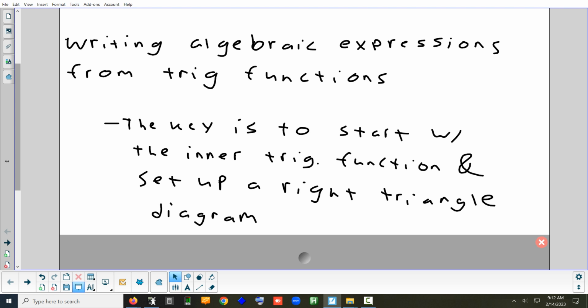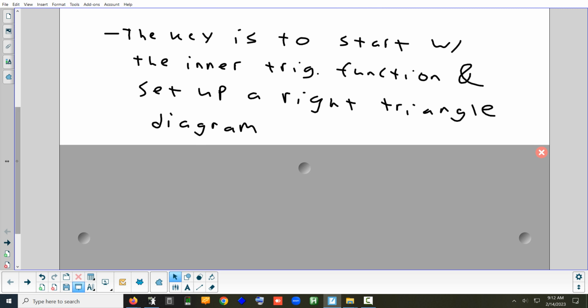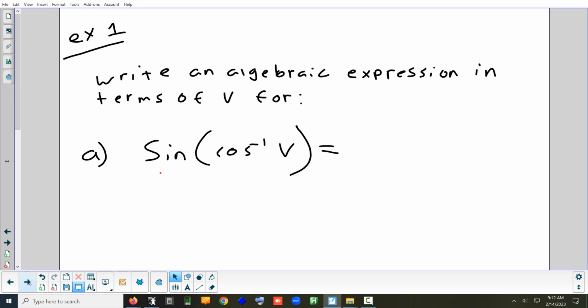And the whole key to this problem is kind of like some of the questions I was going over in the homework. You're going to start with the inner trig function, and we're going to draw a right triangle diagram. And usually we're going to know two sides. You might know opposite and adjacent, or adjacent and hypotenuse, but you're going to know two. And we'll use the Pythagorean theorem to get the third one. Now, when I say inner trig function, inverse cosine, I would consider to be the inner function. I would consider sine to be the outer function.